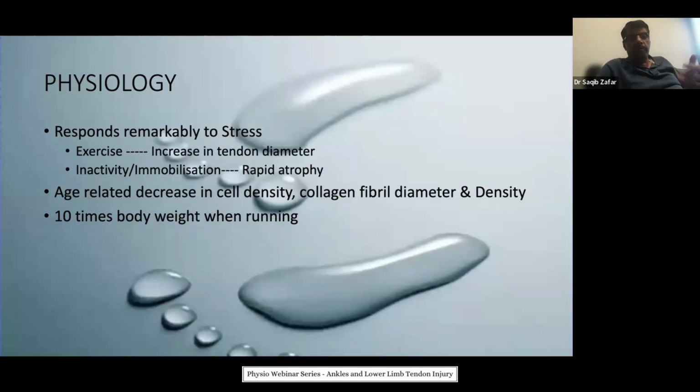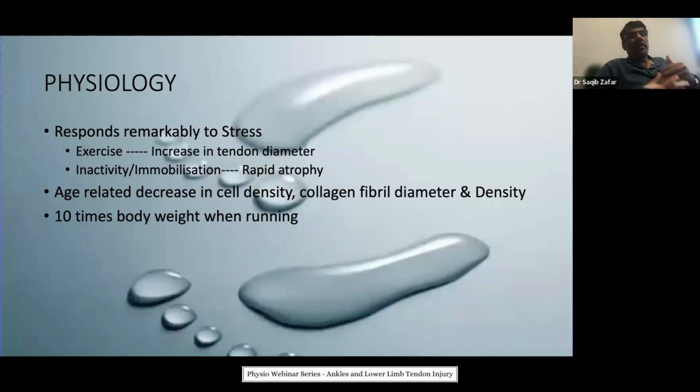There is also some evidence that with the aging process, there is reduction in the density of the cells, collagen fiber diameters, and their density. What it means is that the tendon quality deteriorates with aging. And the classical presentation of tendinopathy or plantar fasciitis are in the middle-aged people. And if we look at the rupture of Achilles tendon, that is usually a middle-aged father trying to compete with their teenage son or daughter in a soccer or a footy game.